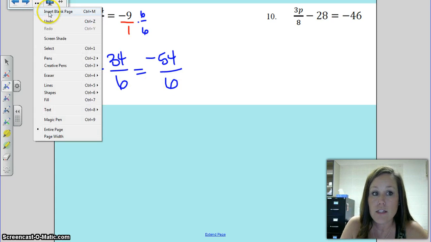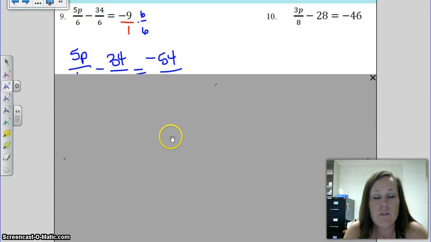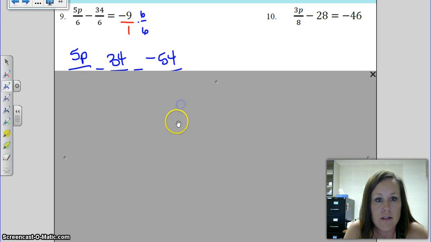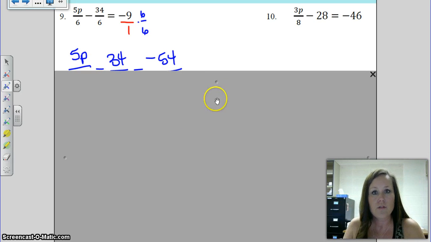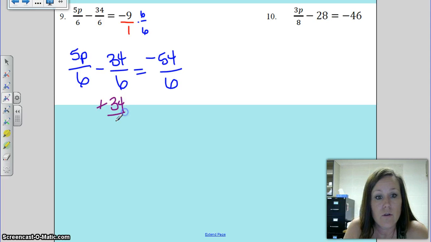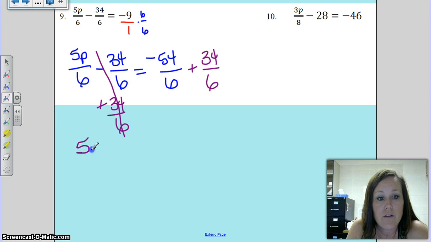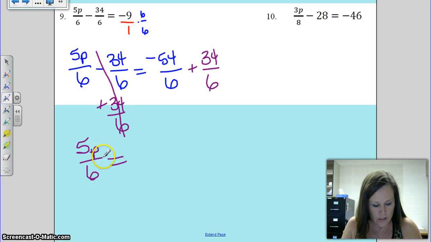Now, some of you guys didn't know what to do, so let me show you how I talk to you about it. What would you do if it just looked like this? And the minus sign was there and there were no denominators. Well, most of you were like, okay, I would add 34 on both sides to get the p to be by itself. Well, you still do the same thing, but you just do it in fraction form. So I'm going to add this term to zero it out. So add 34/6 to this side. I'm left with 5p over 6 equals whatever negative 54 plus 34, is that 20?